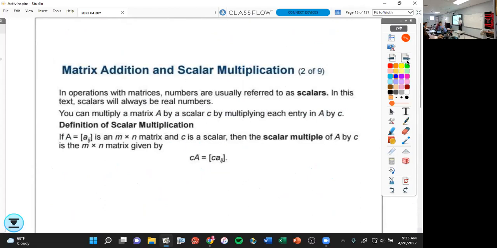I want to point out, notice that the matrix is still a capital letter, right? But the scalar was denoted by a lowercase c. That's just a number. By multiplying each entry in A by c, and we could write that as lowercase c, capital A. That means take lowercase c and multiply every member of the matrix A sub ij by that number c.